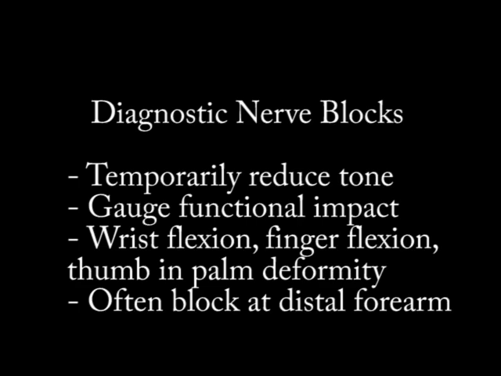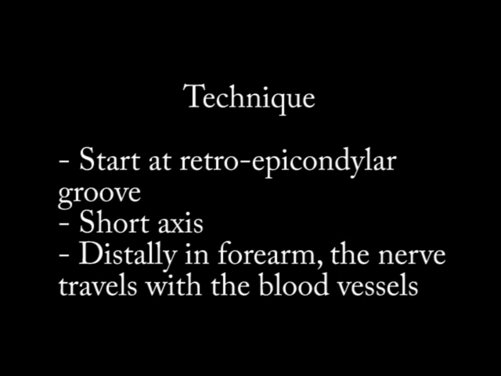When it comes to your ultrasound technique, one place that you can start is at the retroepicondylar groove or the ulnar groove. There's really only one structure that runs through here. It's the ulnar nerve. If you put the probe in short axis, spanning the olecranon and the medial epicondyle to identify the nerve, then you can scan distally in the forearm. Remember that mid-forearm, the ulnar nerve will meet up with the ulnar artery, or you could scan more proximally from the elbow if you're doing a more proximal block.